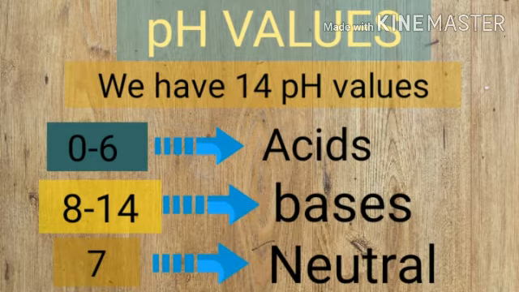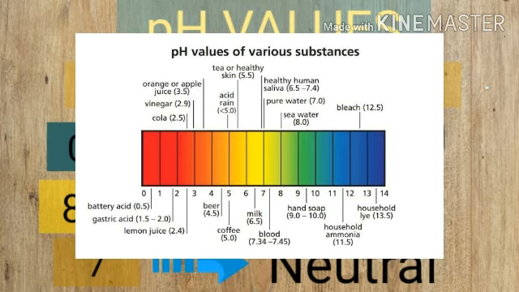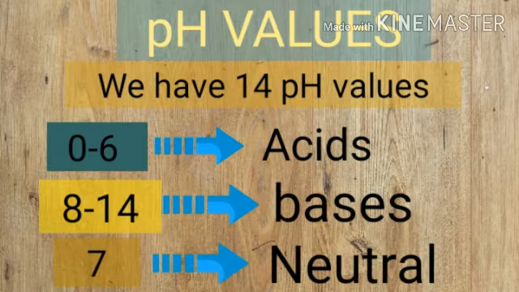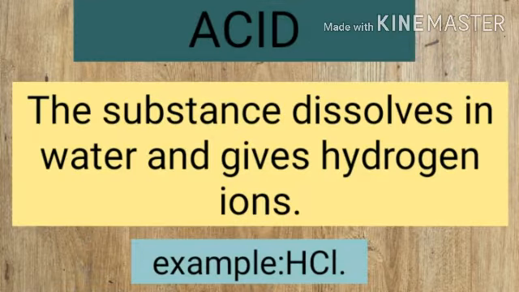And next one is the pH values. We have 14 pH values. If the sample has pH 0 to 6, then that is called as acid. For example, hydrochloric acid and sulfuric acid. If the sample pH value is 8 to 14, that is base. For example, sodium hydroxide and ammonia. Next one, if the sample has pH value 7, that is neutral. For example, water.